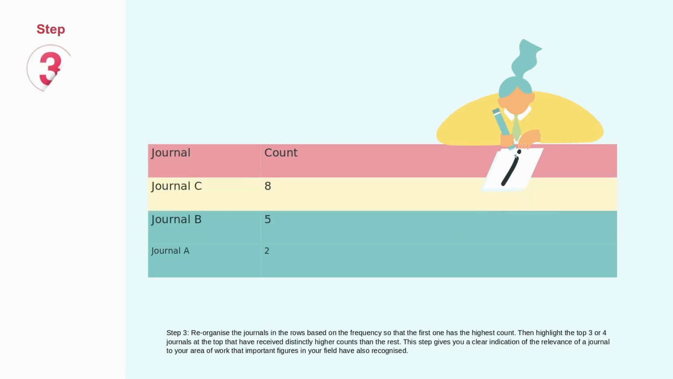Step 3. Reorganize the journals in the rows based on the frequency so that the first one has the highest count. Then highlight the top 3 or 4 journals at the top that have received distinctly higher counts than the rest. This step gives you a clear indication of the relevance of a journal to your area of work that important figures in your field have also recognized.